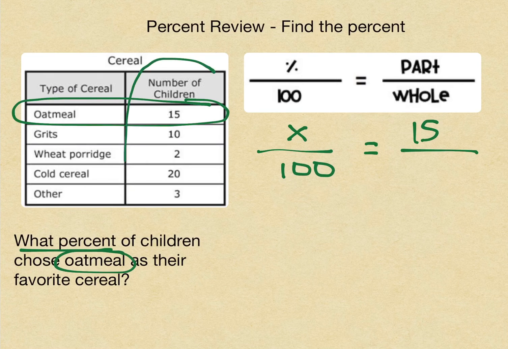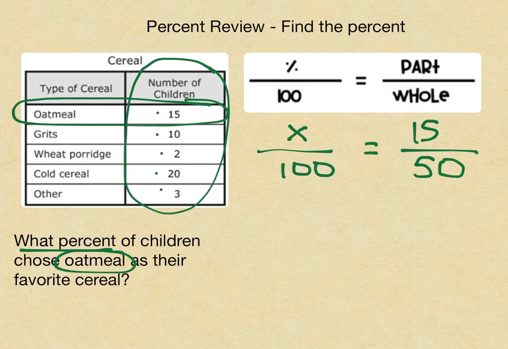Now, in this problem, they don't give you the whole amount, but they do give you the list of all the numbers of children. So what would be the whole amount for this problem? When you add up 15 plus 10 plus 2 plus 20 plus 3, you get a total of 50. So that is our whole amount. Sometimes they give it to you and sometimes you have to find it. Now, we have everything labeled and set up.